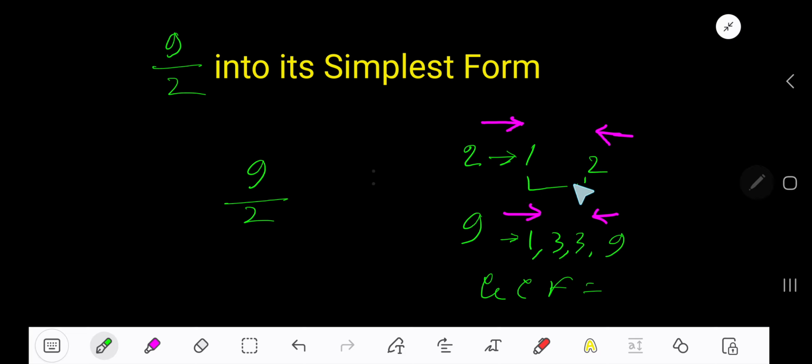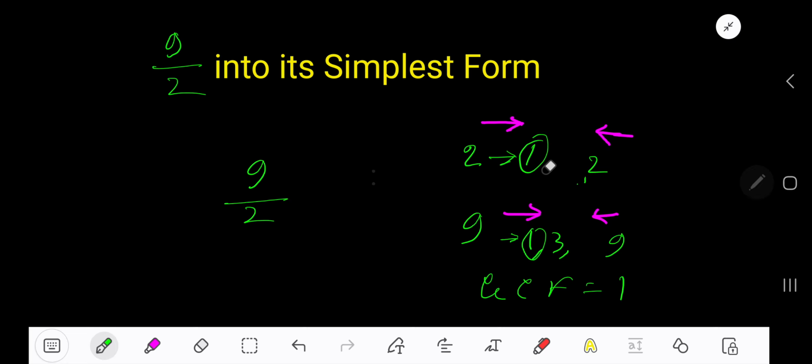1 times 2 equals 2, so 1 and 2 are the factors of 2. Again, 1 times 9 equals 9, so 1 and 9 are the factors of 9. And 3 times 3 equals 9, so 3 is also a factor of 9. Here the greatest common factor or divisor between these two numbers is just 1.